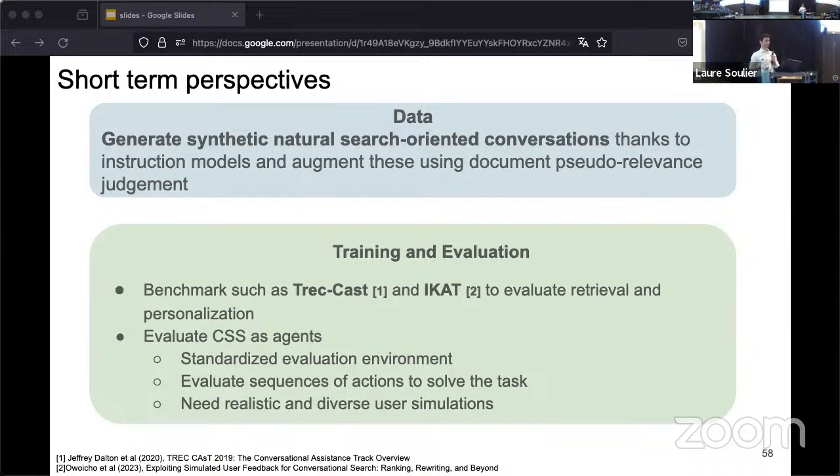For example, by using instruction models to generate more natural conversations. But also, to evaluate these models, we need to have benchmarks such as the TrackCast and the iCAT dataset. Also, if we consider these models as agents, so that are able to take sequences of actions, we need to have standardized evaluation environments and also more realistic and diverse user simulation.